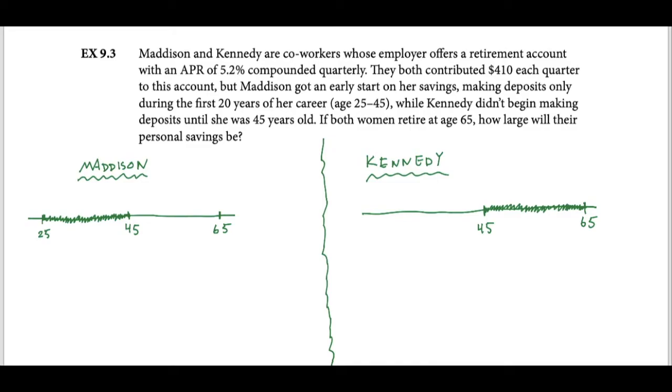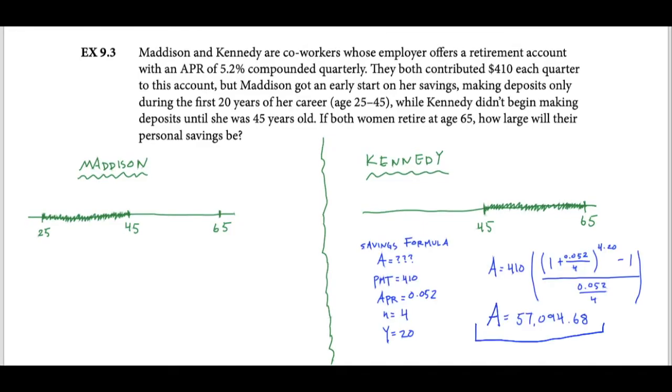Kennedy, in contrast, didn't start investing until age 45, and so she only invested in her account from age 45 to age 65. Let's start with Kennedy's calculation. We'll use the savings formula. We know her PMT is 410, APR 0.052. I'm using n equals 4 since interest is compounded quarterly, that is 4 times each year, and a capital Y for 20 years. Plugging these into my formula yields a value of $57,094.68. So when Kennedy hits age 65, that's the amount she'll have in her savings account.